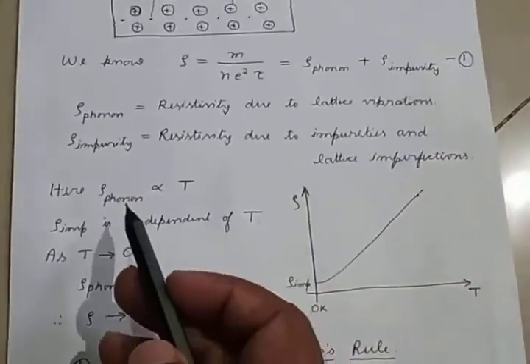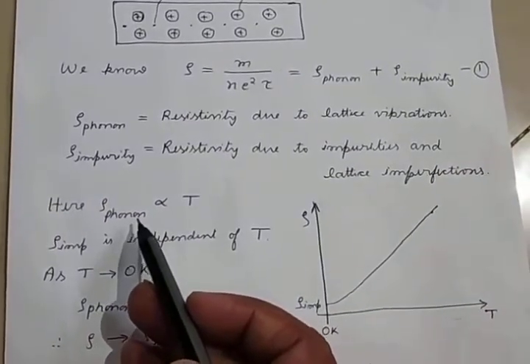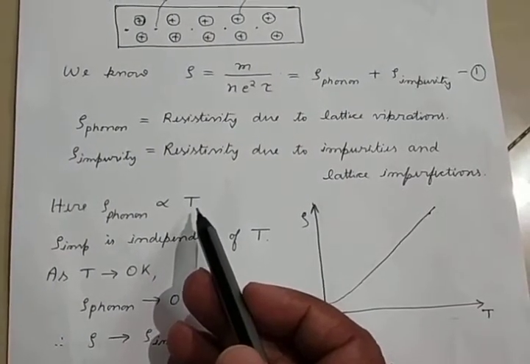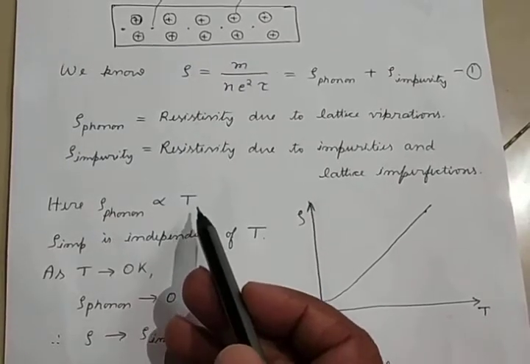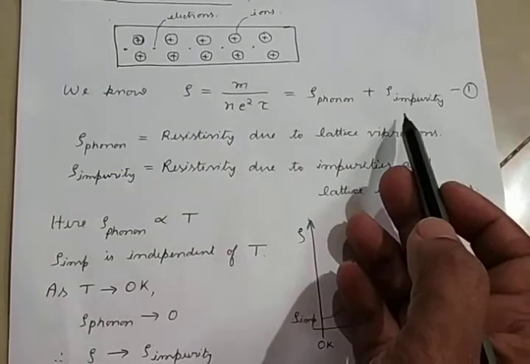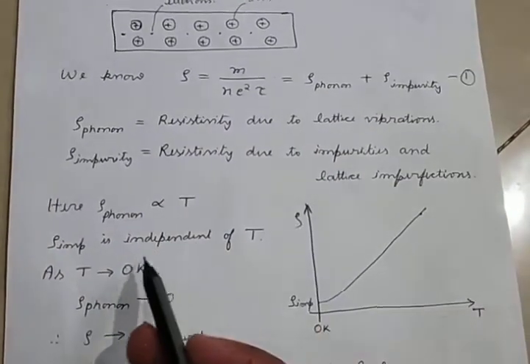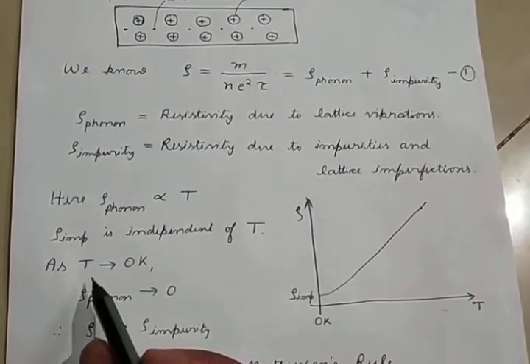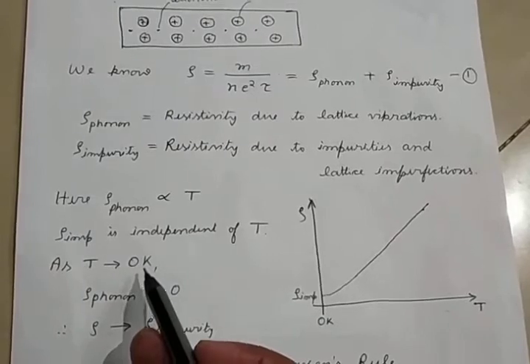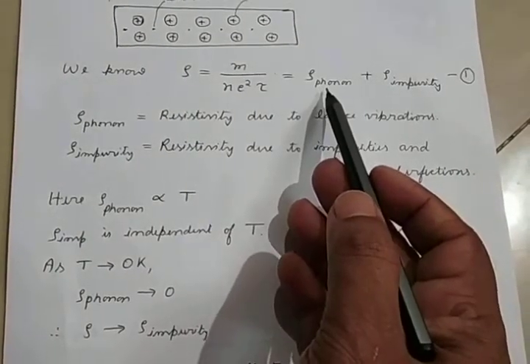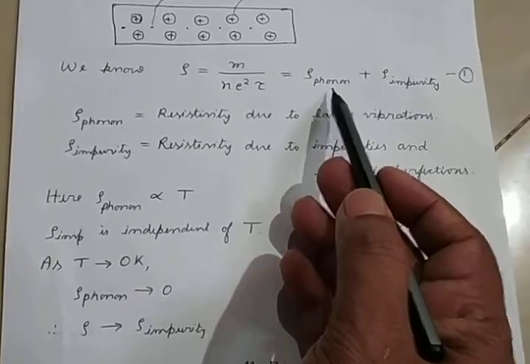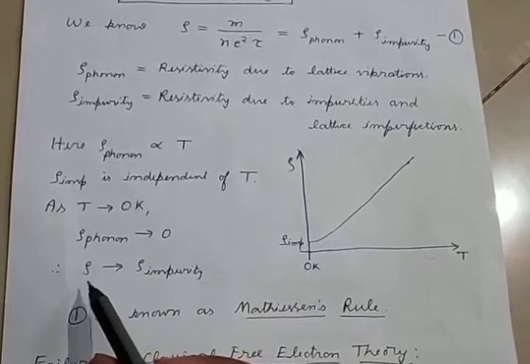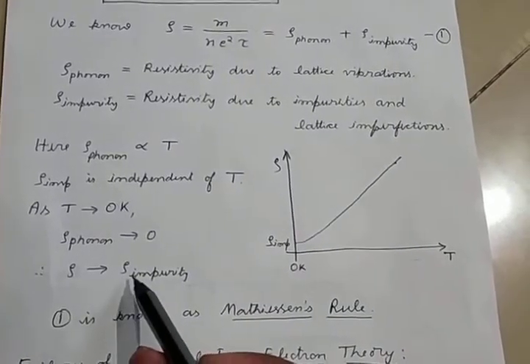Now if we look here, the resistivity due to the phonons depends upon the temperature, because as temperature increases, the vibrations also increase. So this is directly proportional to temperature. However, the second factor, the resistivity due to the impurity, is independent of temperature. Therefore, if I decrease the temperature towards 0 Kelvin, the first factor, the resistivity due to the phonons, also decreases to 0, but the second, being independent of temperature, will remain as it is. Therefore, the total resistivity of the metal tends to the resistivity due to the impurity.